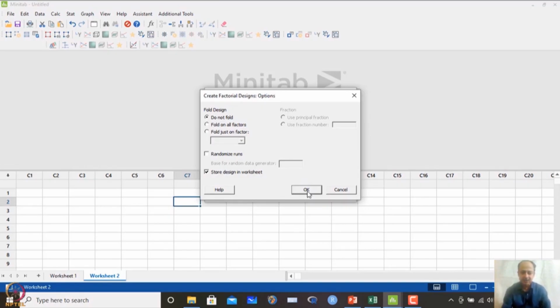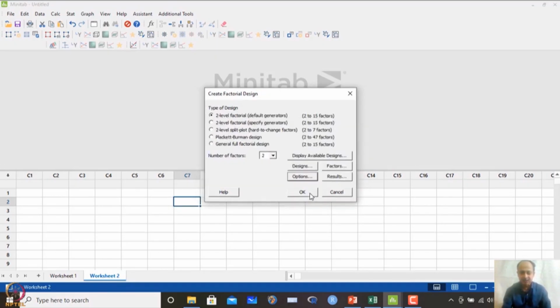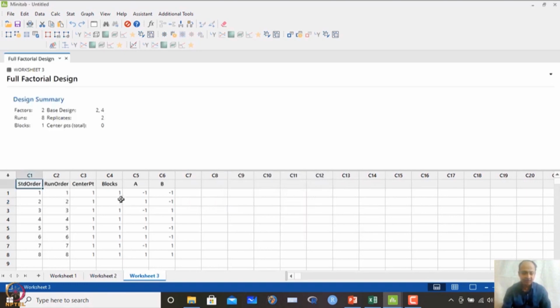In this case, if you click OK and do not fold, we have to use the option of do not fold. If you click OK over here and click OK, the design matrix will be created. This is the standard order, this is the run order, and center point by default is taken as 1, block is taken as 1. We are not touching center point and block, not defining them over here, so this is by default what we are taking. So, A at low level and high level. The CTQ measurements that we are taking can be placed over here.